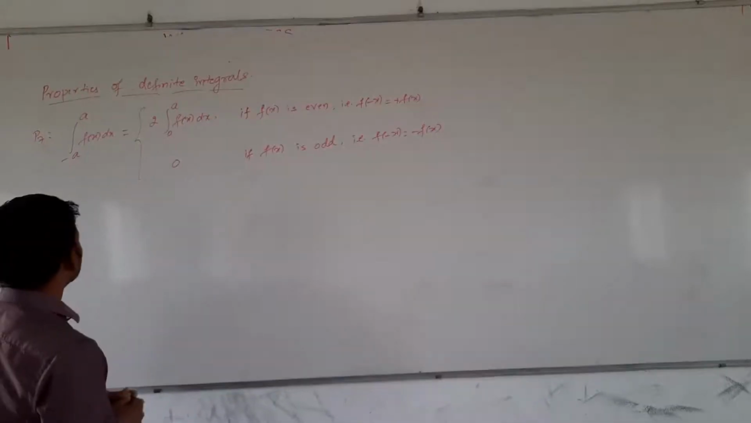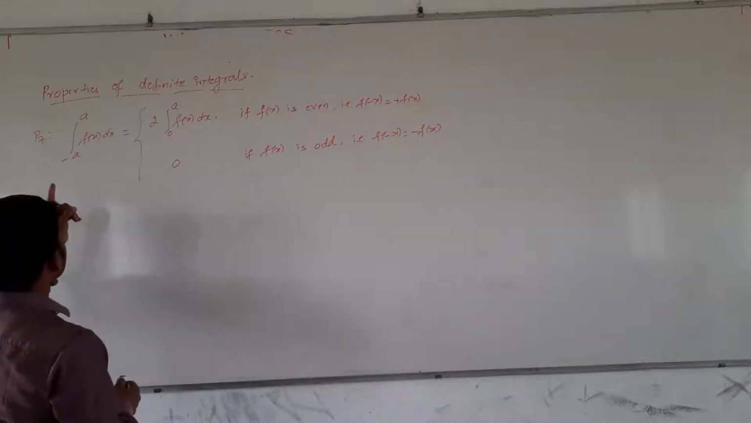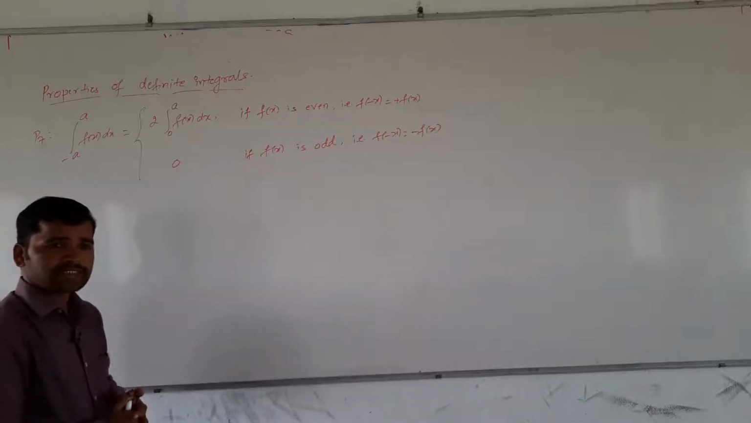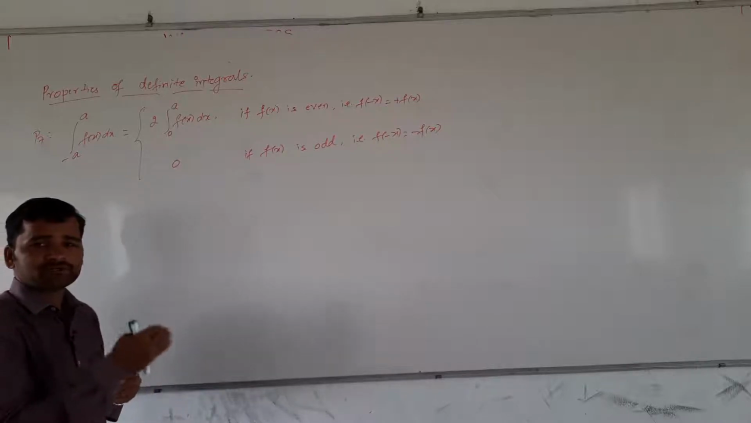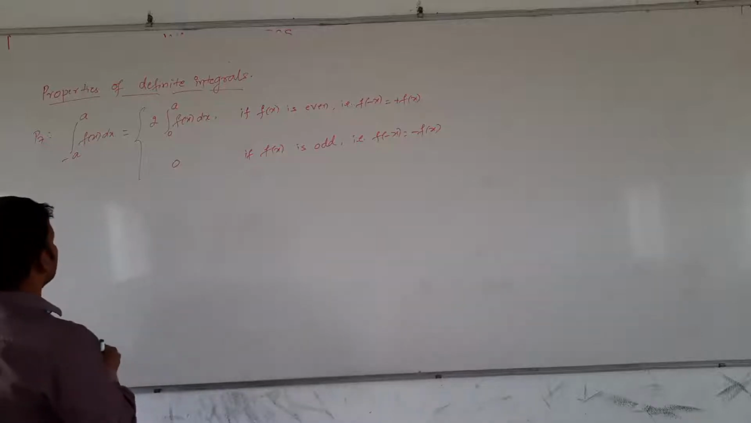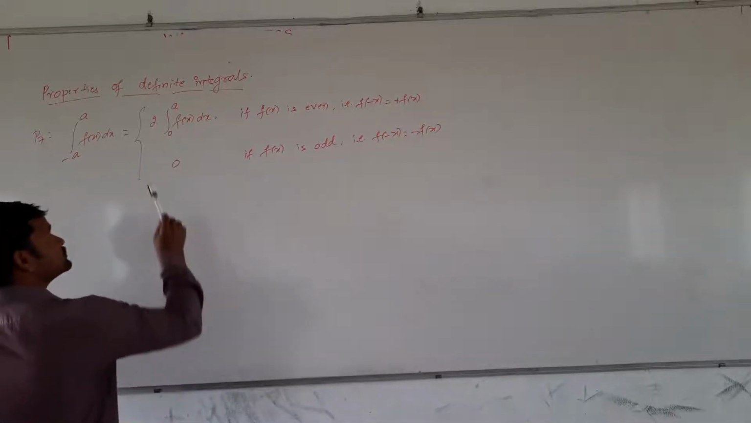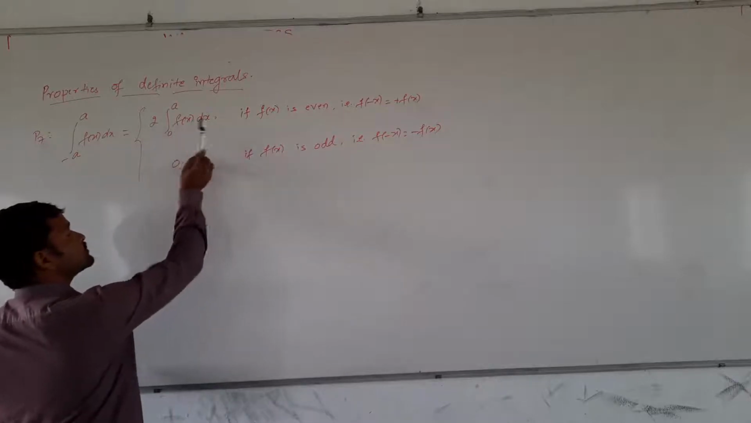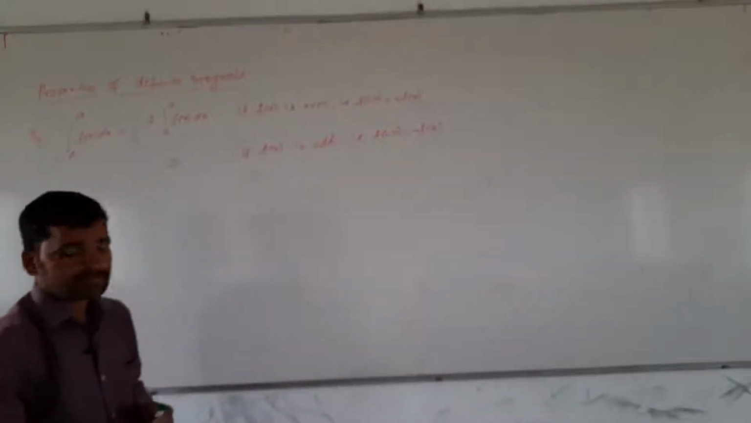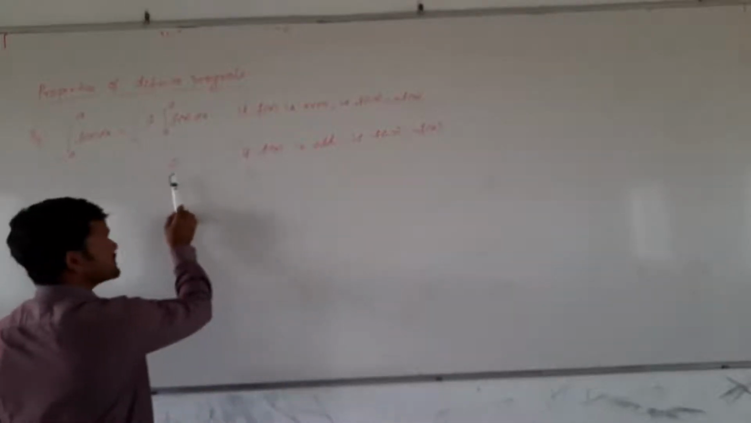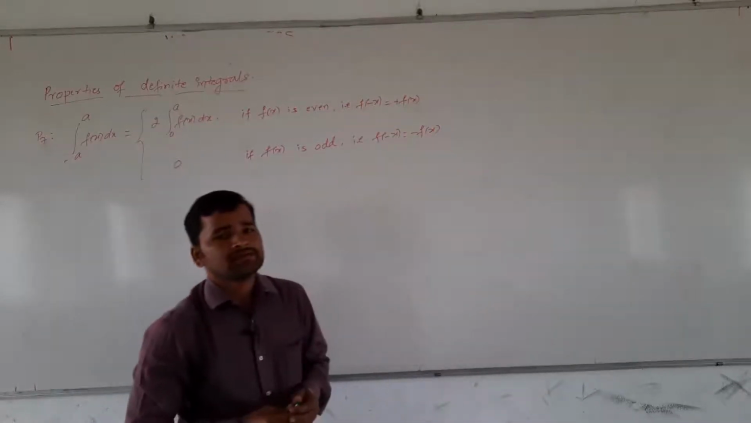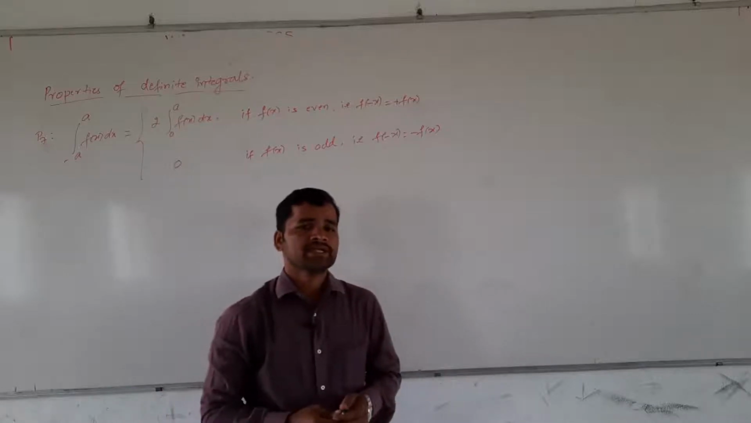First of all, we will see what it is saying. If there is an integral of f of x from minus a to a, minus a to a means it can be from minus 1 to plus 1 or minus 2 to plus 2, minus 3 to plus 3, like that. Anything, this is equal to 2 times the integral from 0 to a of f of x dx if f of x is even, and this is equal to 0 if f of x is odd. Here I will tell you what is an even function and what is an odd function.